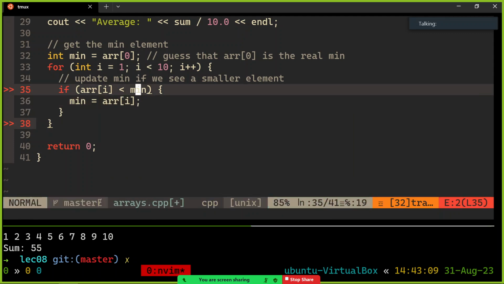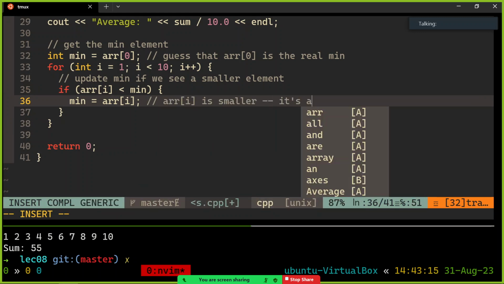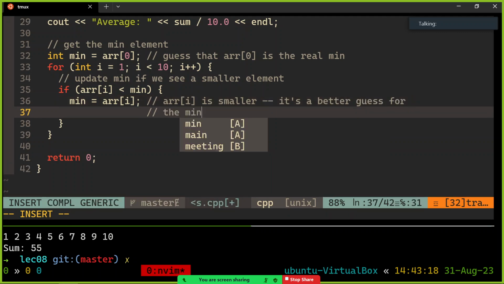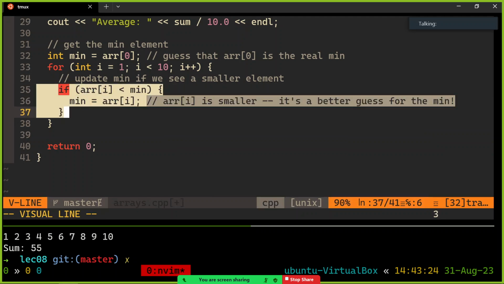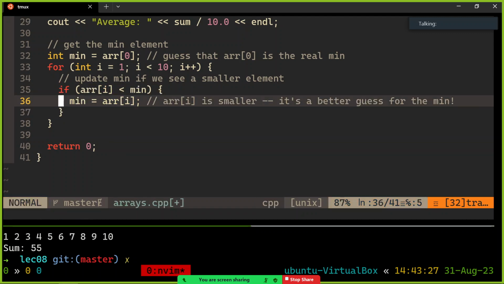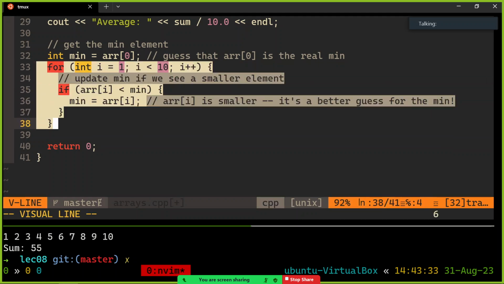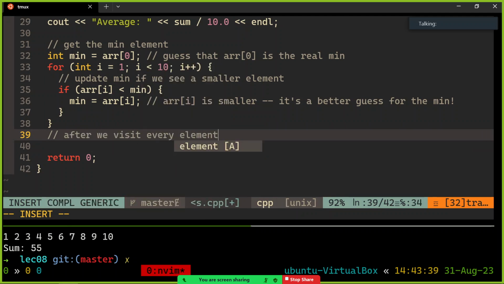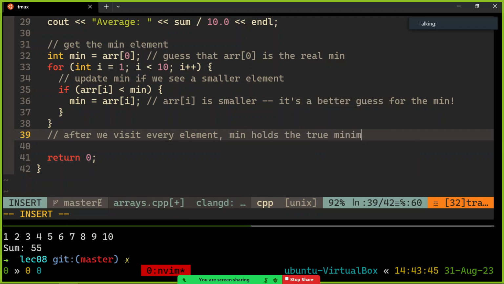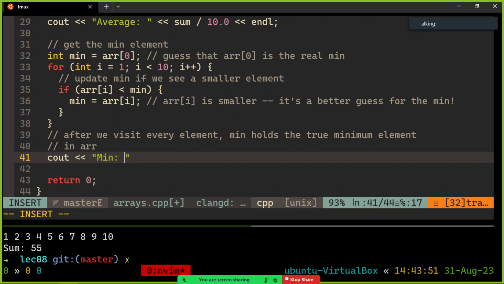If I found something smaller, make it the min. So R of i is smaller. That means that it's a better guess for the min. So save that into min. We found a smaller value. And so as long as you keep updating and putting the min that you've seen so far in the min variable, by the end, you will have the real minimum. All right? So you've gone through everybody, you've given them all a chance. Once this loop is done, after we visit every element, min holds the true minimum. The true minimum element in R. All right, so cout min.